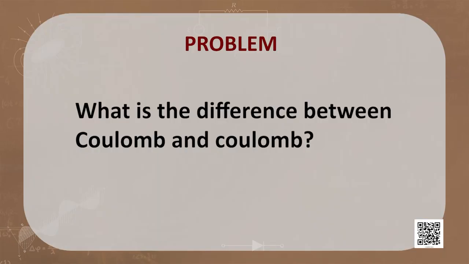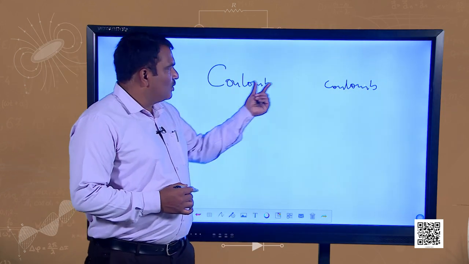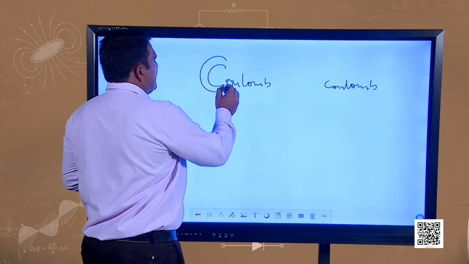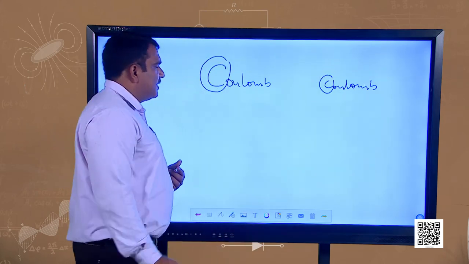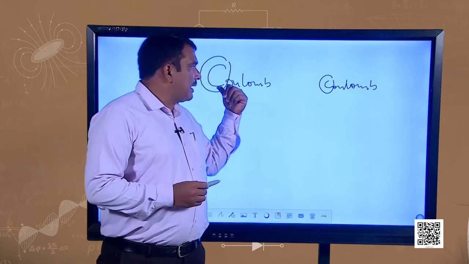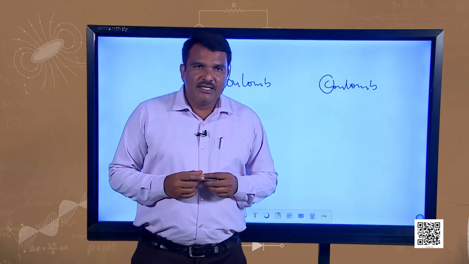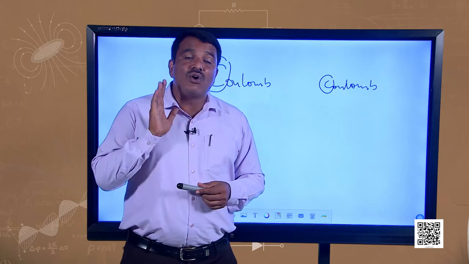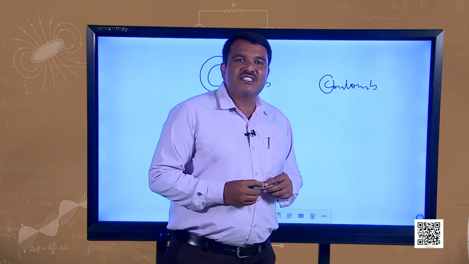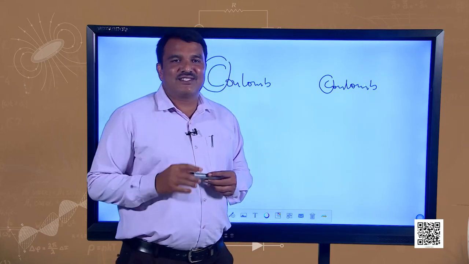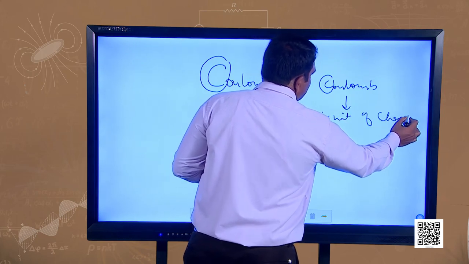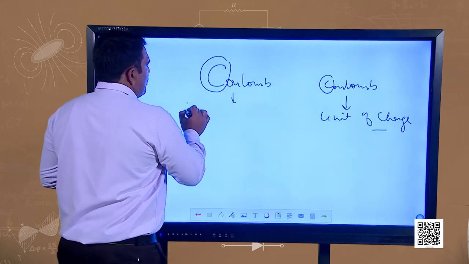Now let us have another problem. What is the difference between these two? Both are coulomb, but do you find any difference between them? In this coulomb, the first letter is a capital letter, and in this one, the first letter is a small letter. So whenever the first letter is capital, it refers to the name of a scientist. It is the name of a scientist, Coulomb, that is Charles Augustin de Coulomb, who gave Coulomb's law. And in this, because the first letter is small, this coulomb is the unit of charge.